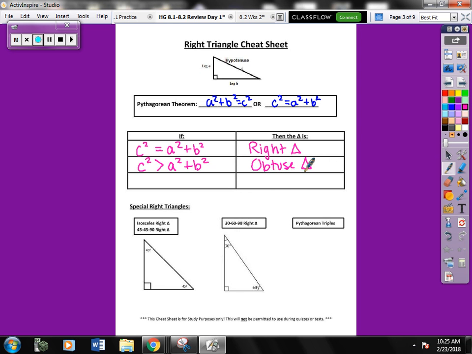And if it's less than, it will be acute. You do have to square them before you add them. You can't just do c is greater than a plus b. It has to be the squares. And also make sure that you remember to put the c squared first so that the symbols make sense.